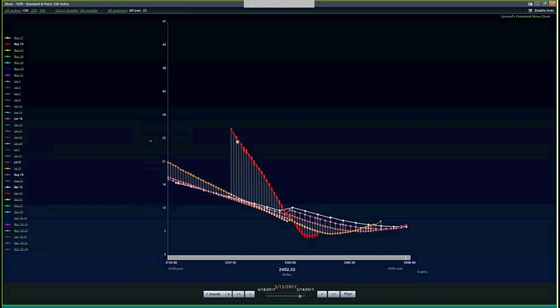Well, Jim, 15 is the new 20 in the VIX. Yes, it is. Yes, it is. 20? I think it's the new 30.